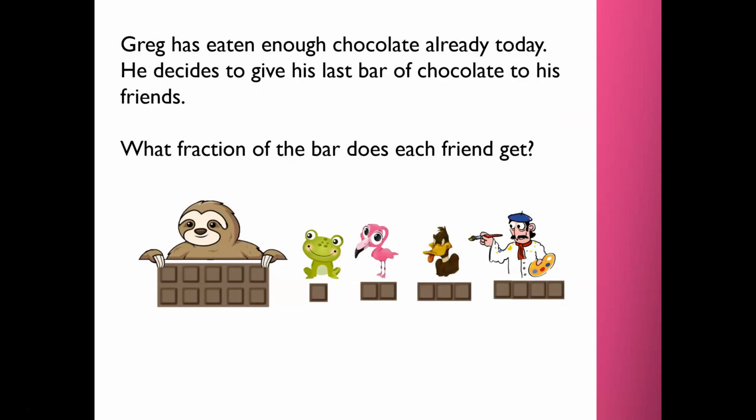Have a go at solving this word problem. Greg has eaten enough chocolate already today. He decides to give his last bar of chocolate to his friends. Take time to notice. He is not sharing the bar with his friends. He is giving it to them. We can see that each of his friends has some chocolate. Pause the video now and work out what fraction of the bar does each friend get.